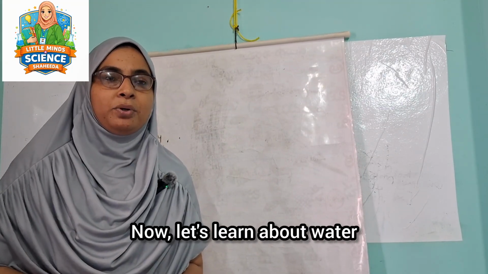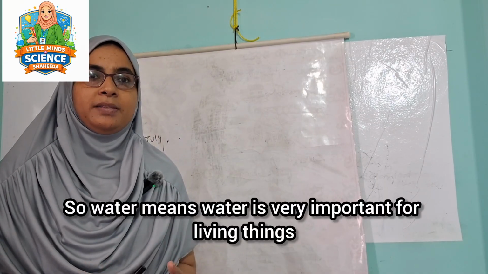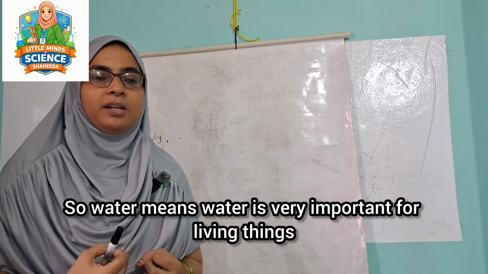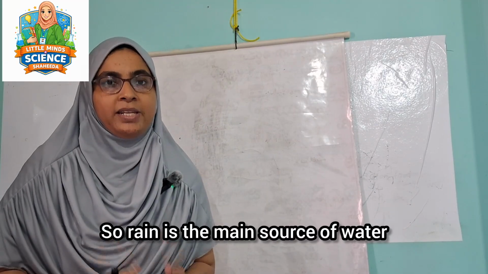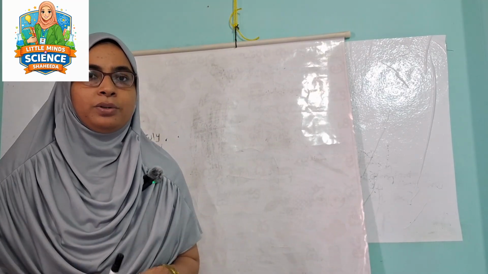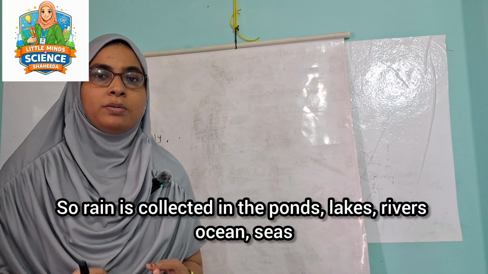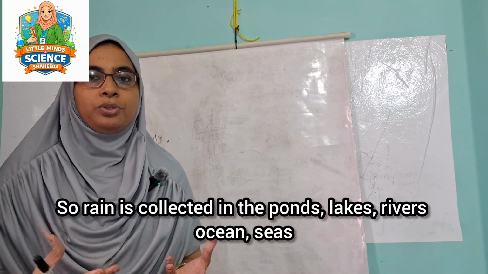Now, let's learn about water. Water is very important for living things. What is the main source of water? Rain is the main source of water. Rain is collected in the ponds, lakes, rivers, oceans, seas.